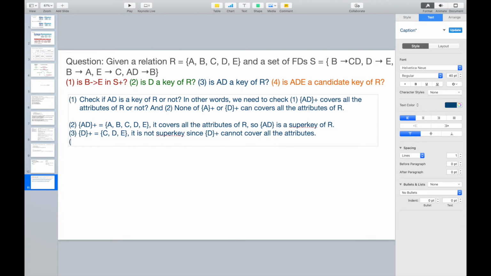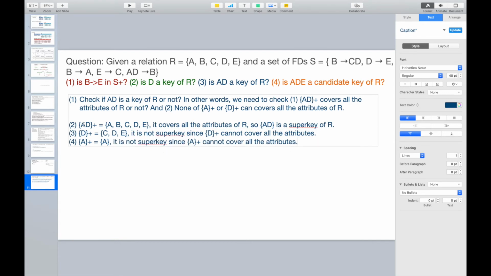And we also need to calculate what? We also need to calculate A closure, right? A closure equals to what? We check the left-hand side. In the very beginning, we have A closure equals to A, right? And then we can check all the FDs. B, no. D, no. B implies A, no, right? E implies C, no. AD implies D, no, right? Therefore, we have the A closure equals to what? Equals to A, right? So it's not a super key neither, and it cannot cover all the attributes, I mean its closure.